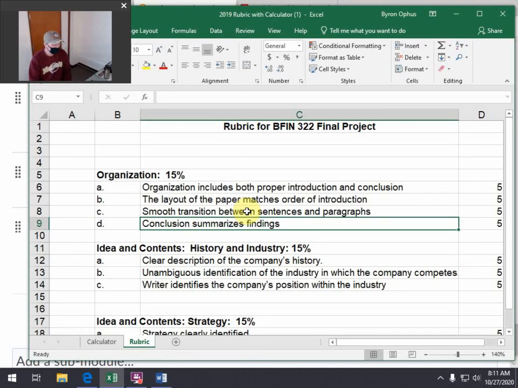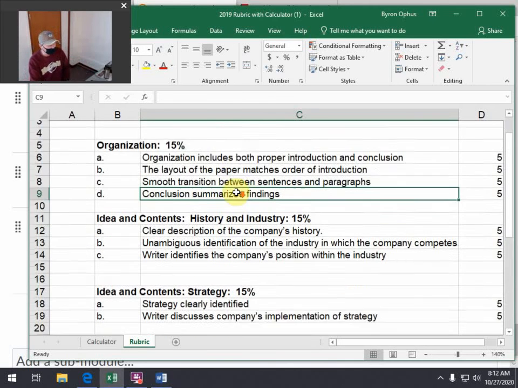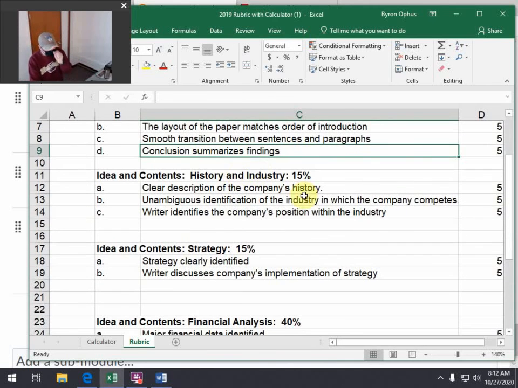That's fine. And then your conclusion has to summarize your findings. In other words, you're going to give me a recommendation. Your findings are that this is a good company or not. Only 15% of the paper goes to the history and the industry that it competes in. So again, not a lot of emphasis on that. I'm saying that you're going to write me a paragraph about each of those.